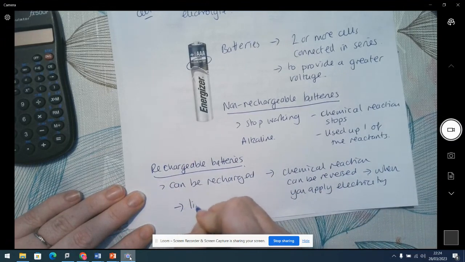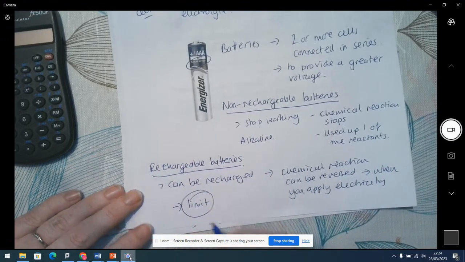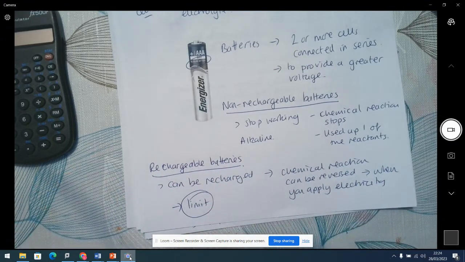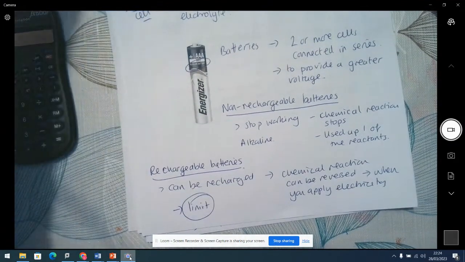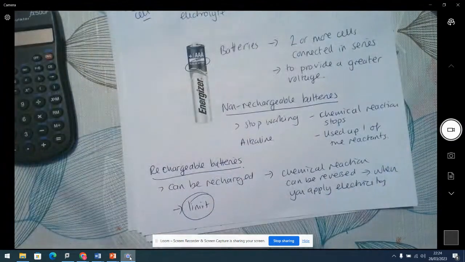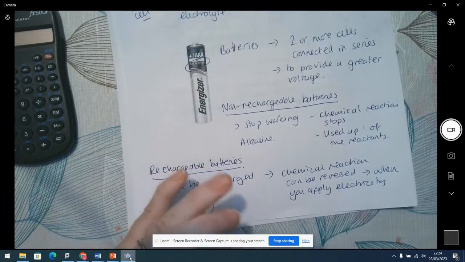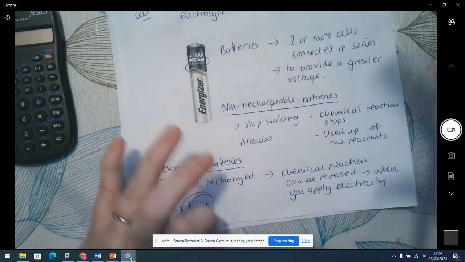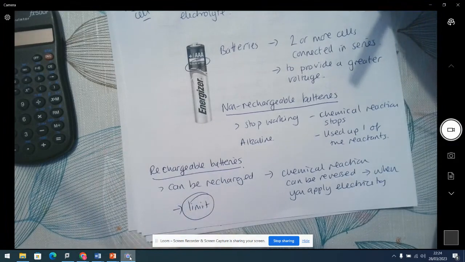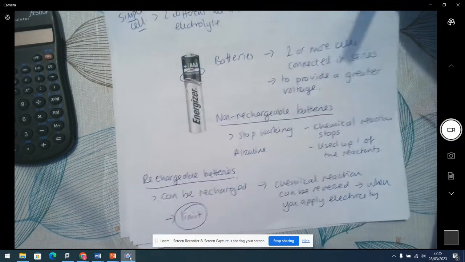I do want to point out though, there is a limit on that. Eventually it does stop, which can be a negative. And I have seen questions where they're getting you to evaluate the use of batteries compared to, say, fuel cells. And we'll do that when we come to look at fuel cells, but just be aware that there is a limit. It's not never ending.